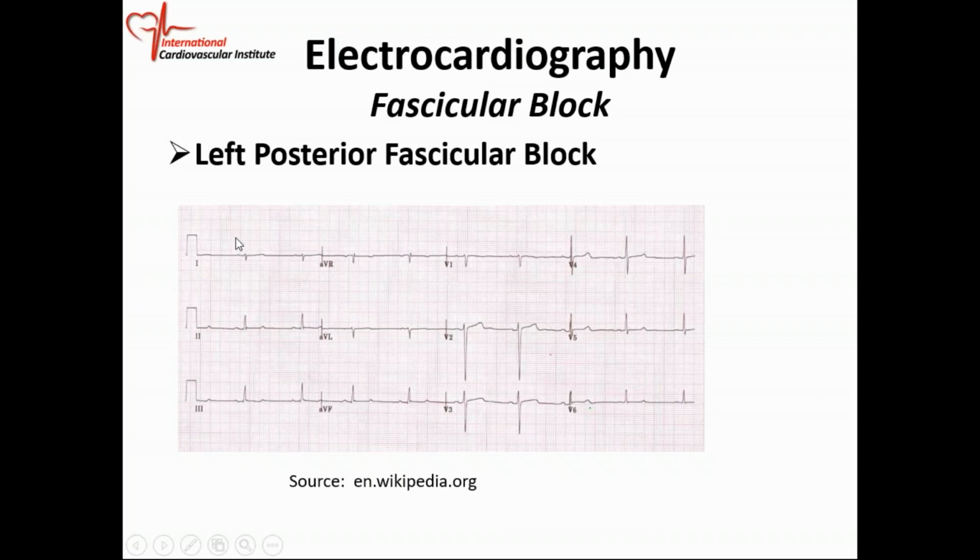And when you look in lead 1 and AVL, you have tiny R waves, but a deep S wave. So you have extreme right axis deviation to 120 or greater. You have tall R waves in the inferior leads, small R waves in leads 1 and AVL, and a deep S wave. So that satisfies the criteria for your left posterior fascicular block.